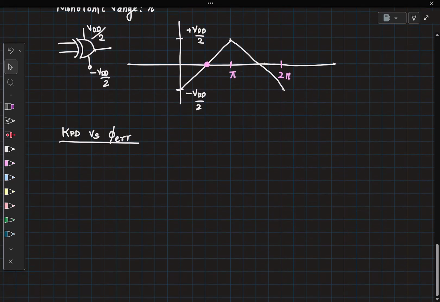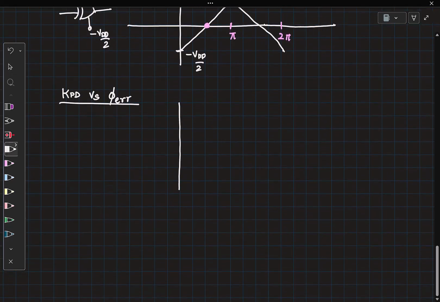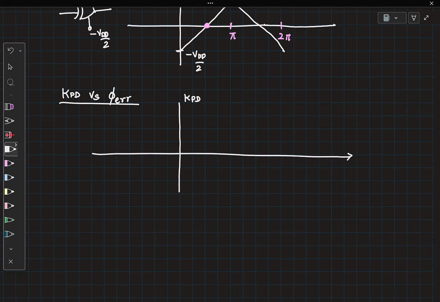So then your KPD versus phase error plot from the duration between 0 to pi is simply VDD by pi. And then from pi to 2 pi, this becomes minus VDD by pi. And the same result extends on the negative side as well.